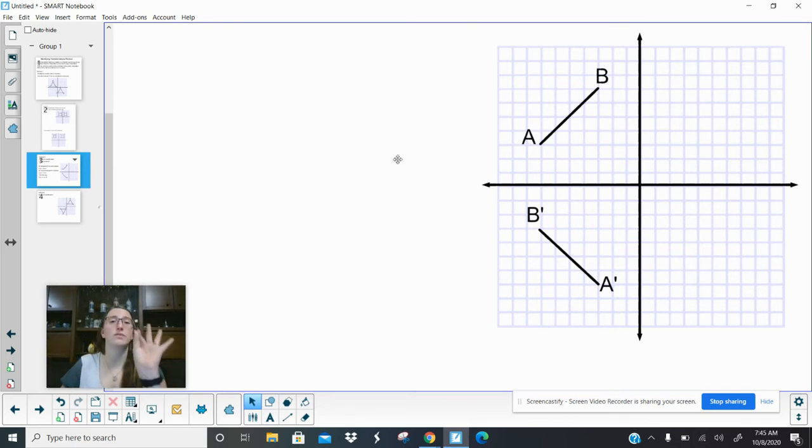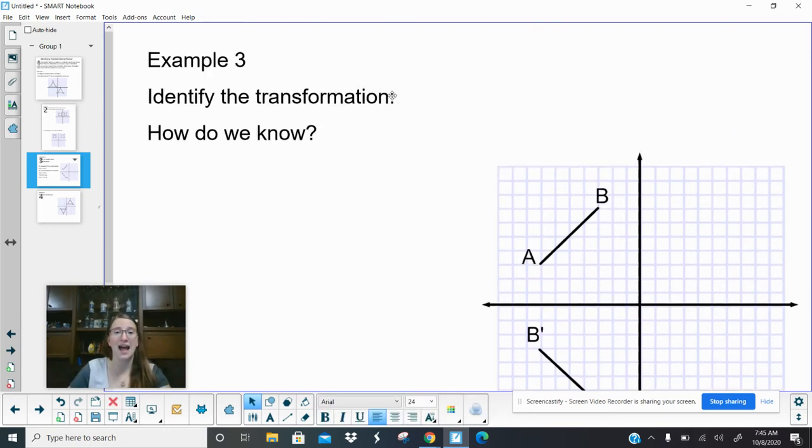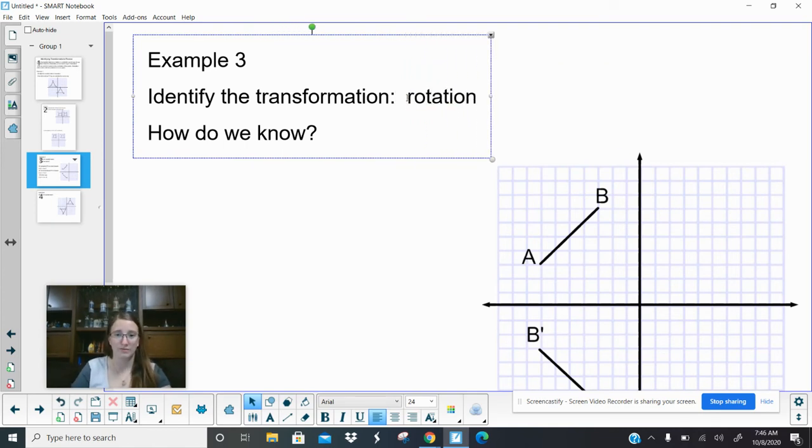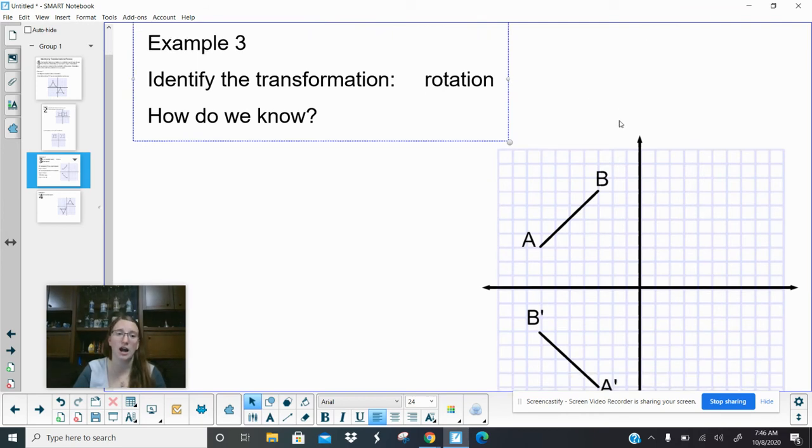The points have to mirror each other, and they don't. A and B prime, those are not mirrored points, right? If this was a reflection over the x-axis, this would be A and A prime, B and B prime. The points would have to mirror each other, and they don't. So therefore, this has to be a rotation. However, since it is a rotation, we do have to see which kind.